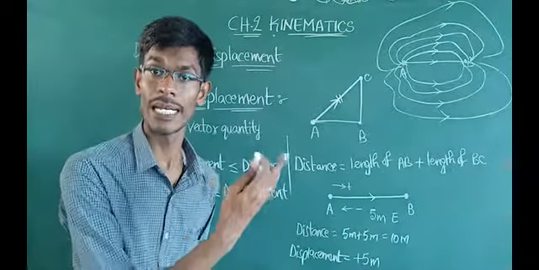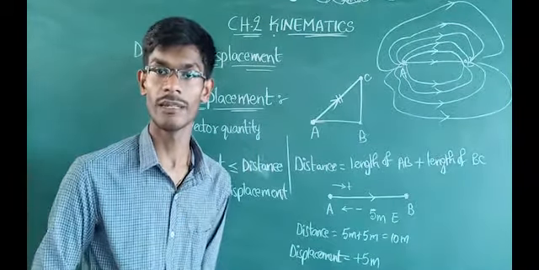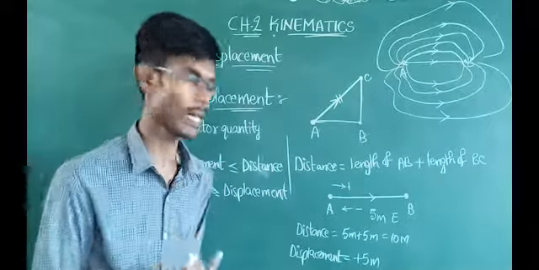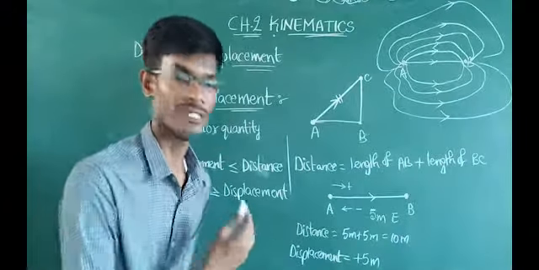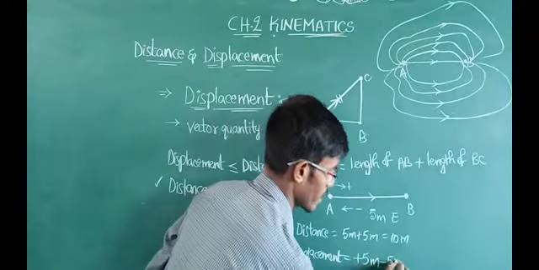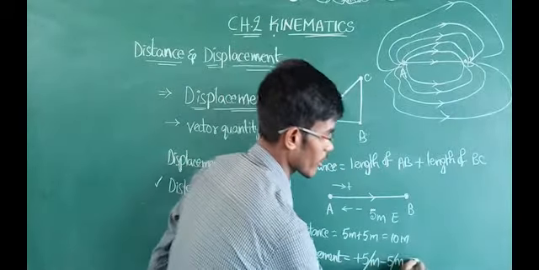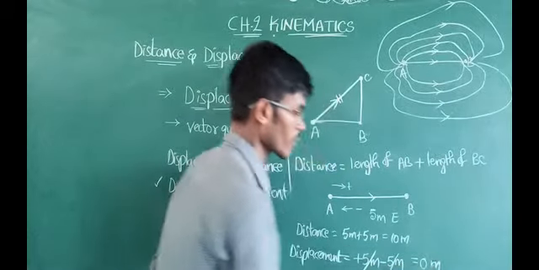And again returning back to the position A. If we are returning back to the position A, what will happen? That is minus 5. So minus 5 meters. Plus 5 minus 5 is equal to how much? 0 meter.